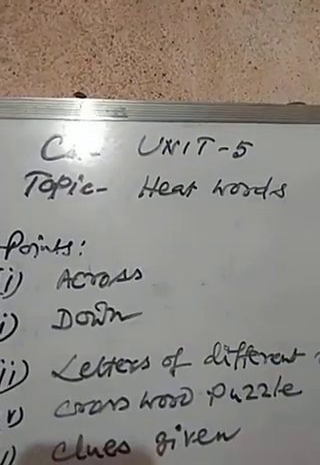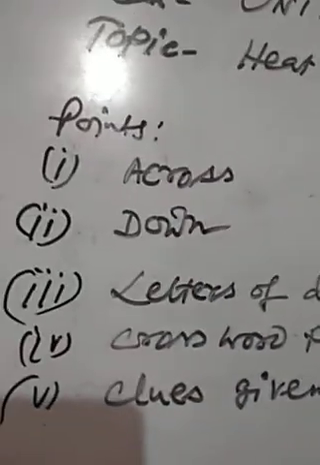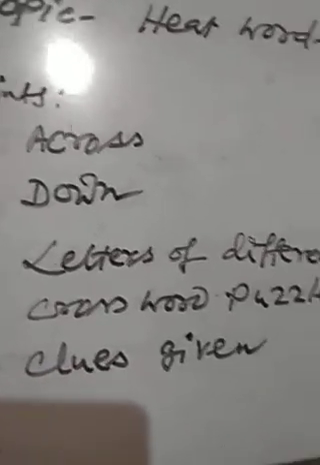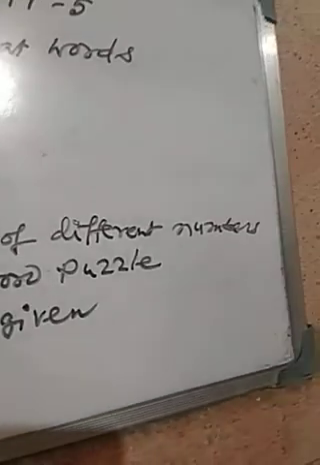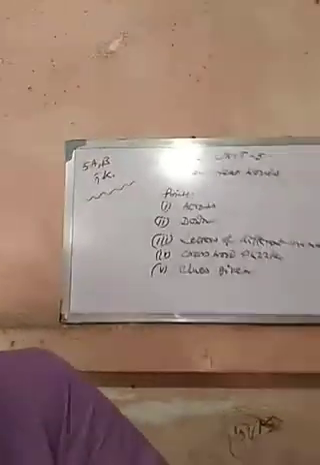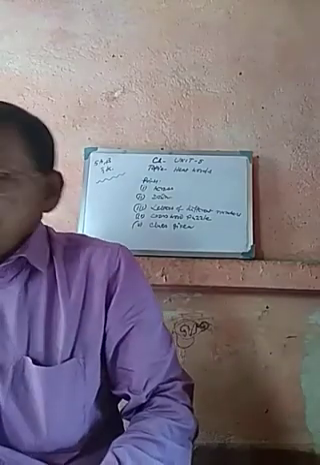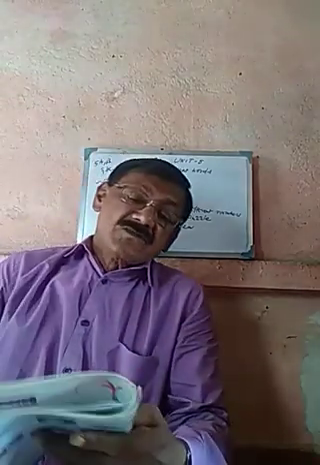The lesson is Unit 5, topic heat words, with points across, down, letters of different numbers, crossword puzzle, clues given. Number 1, across and down. Now I am going to discuss across and down. What is across? What is down?